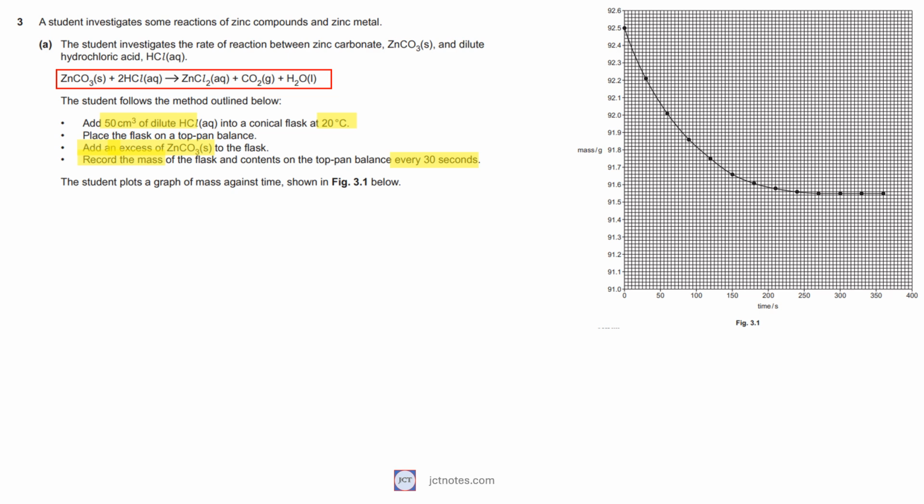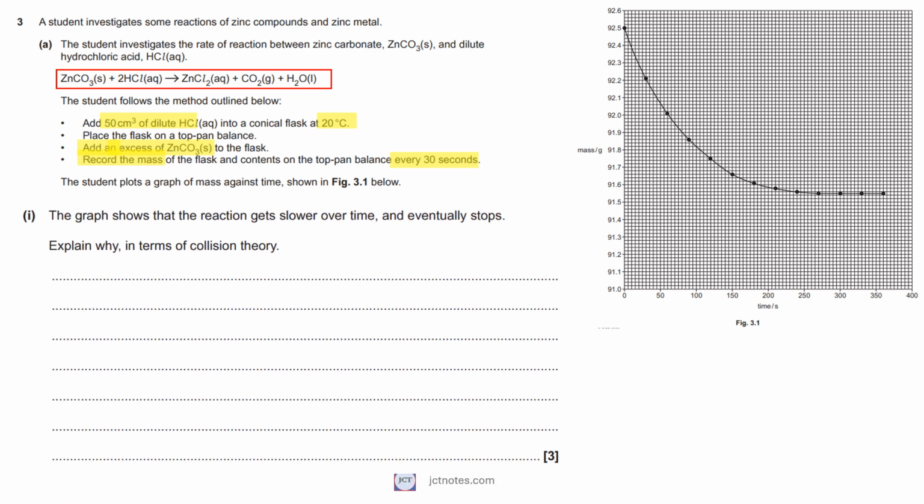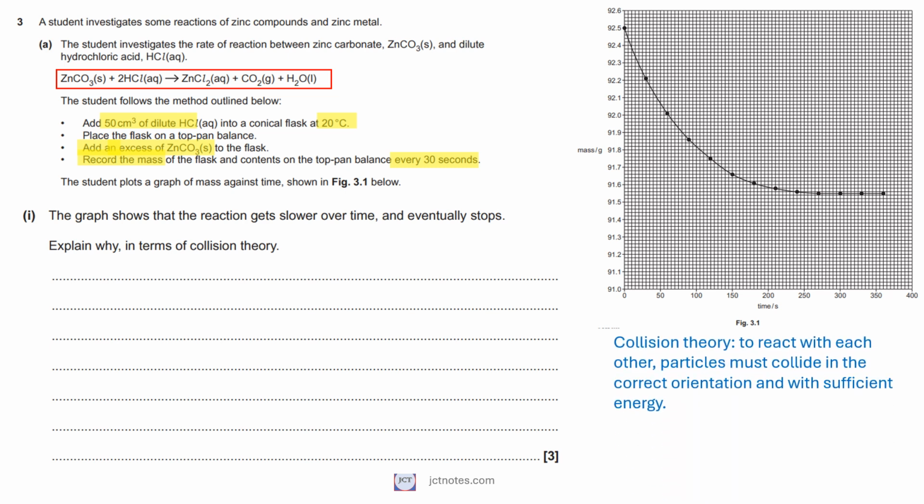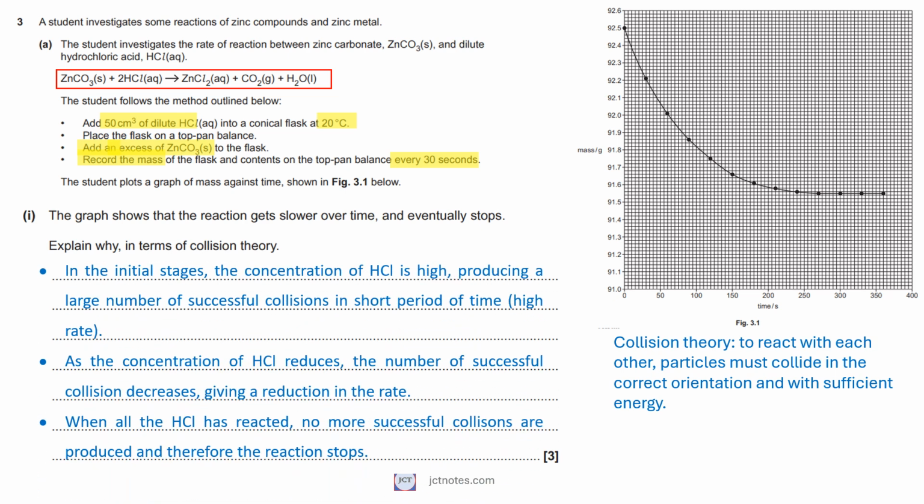In the first question, we are asked to explain, using collision theory, why the reaction gets slower over time and eventually stops. Collision theory states that in order to react with each other, particles must collide in the correct orientation and with sufficient energy. As the zinc carbonate is in excess, the limiting reagent is the dilute hydrochloric acid.